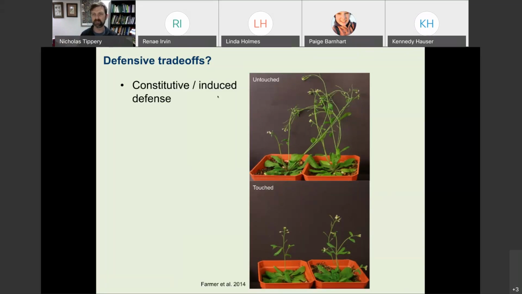So induced is making something in response, and constitutive would be a term referring to defense that's always on. So there's a trade-off. There's also a potential advantage to the constitutive method, right? Can you think of an advantage to having your defenses on all the time? So a little bit harder to get surprised if you're less likely to be injured. Yeah, I think you're probably getting at what I was thinking about.